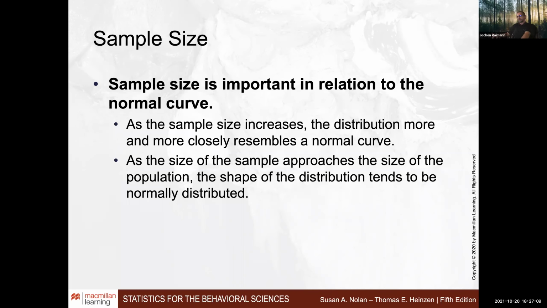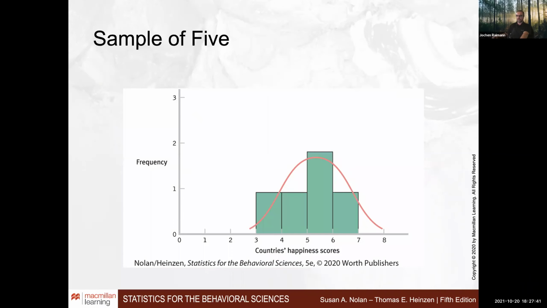And this is important to keep in mind, because the greater the number of observations in your sample, the closer the size of your sample gets to the size of a population, the more the shape of the distribution tends to be, or seem to be, normally distributed. Well, normally distributed is not a quantitative term, but essentially it will more and more resemble the shape of this normal curve. So this is important to keep in mind.